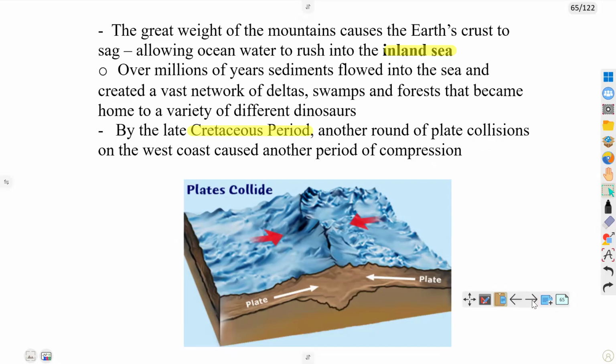This is why we find a lot of fossils of dinosaurs in Alberta, especially in the Drumheller region, but also a lot of our fossil fuels, our coal, natural gas, and oil.